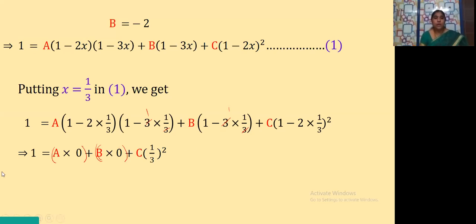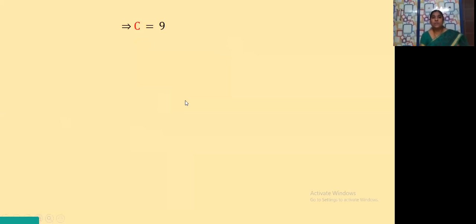So now here, 1 is equal to, these two terms are 0 now. What is left? C into 1 by 3 whole square is 1 by 9. Now sending this 9 to the other side, it becomes C is equal to 9. So what is the value of C now? C is equal to 9. So we are left with only one constant now. What is that constant?